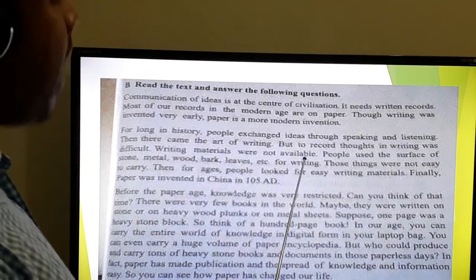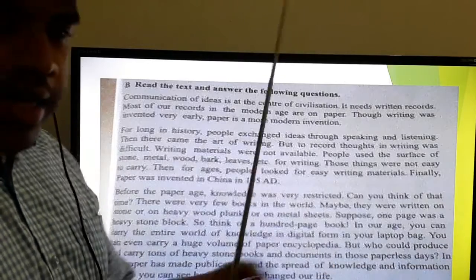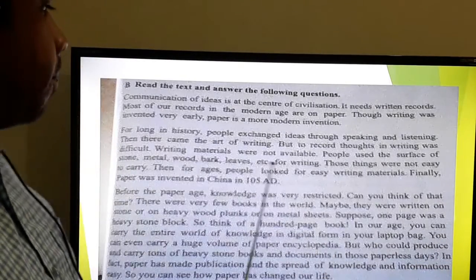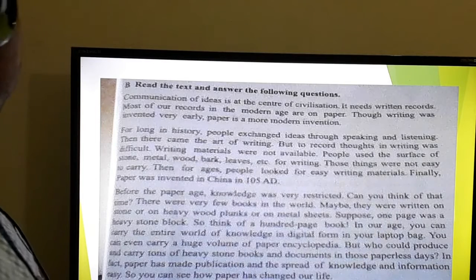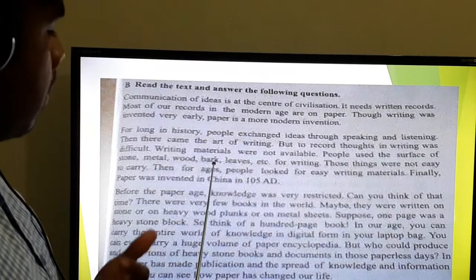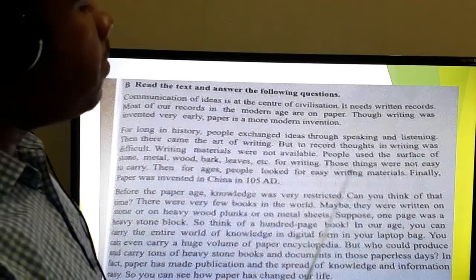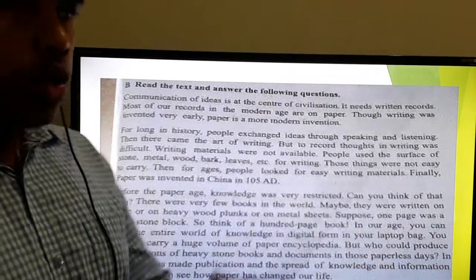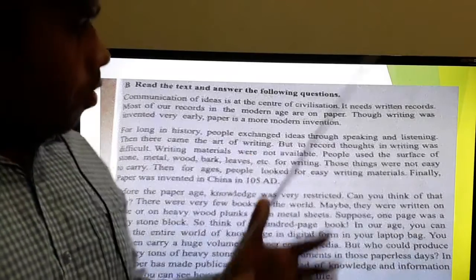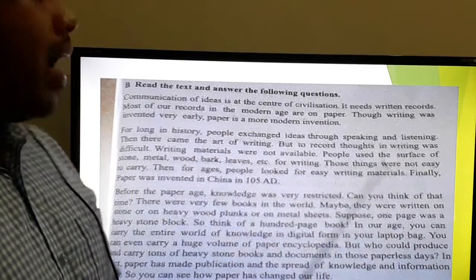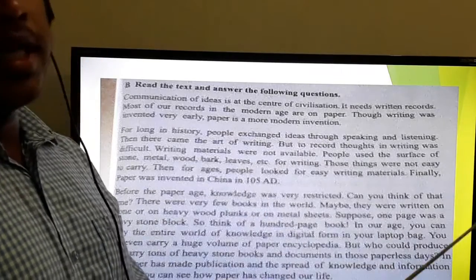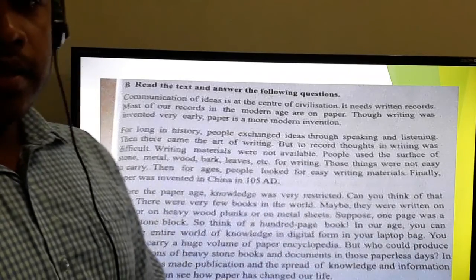Writing materials were not available, you understand. To write something, to keep a record, was not possible at that time. People used the surface of stone, metal, wood, bark, leaves, etc. for writing. So people used wood, stone, metal, and the leaves of the tree. People used those materials to keep their writing.